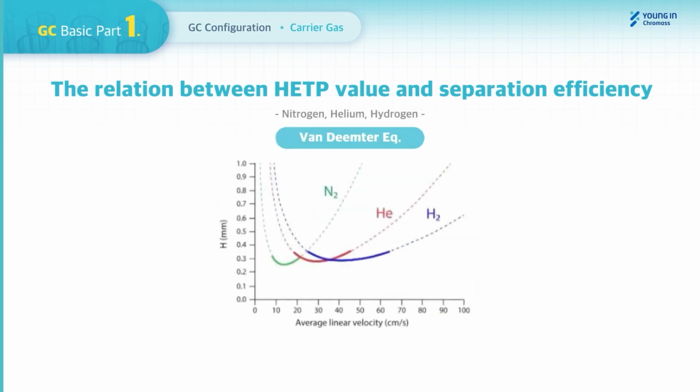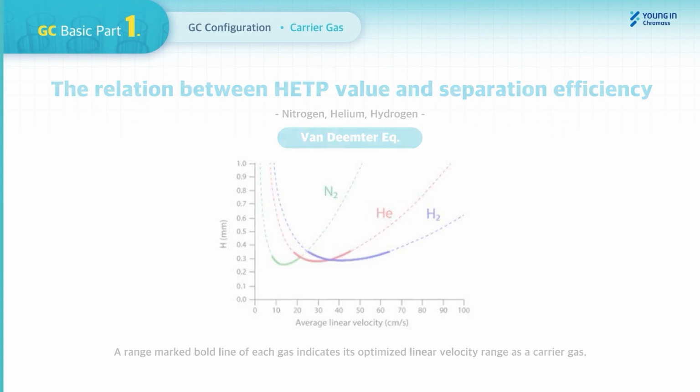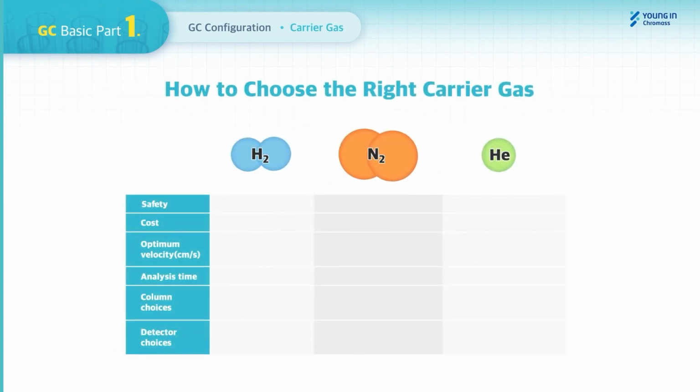The plot of Van Deemter equation is shown on the screen. A range marked in bold line of each gas indicates its optimized linear velocity range as a carrier gas. So now you can choose the right carrier gas depending on your application by referring to the following table.